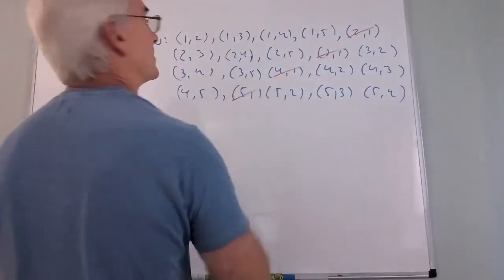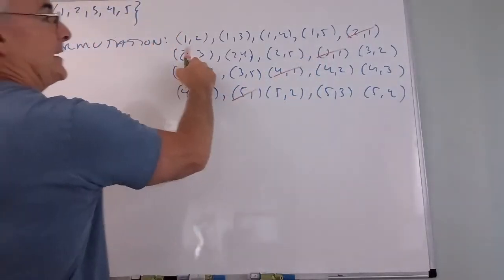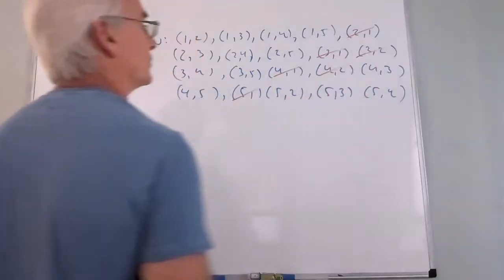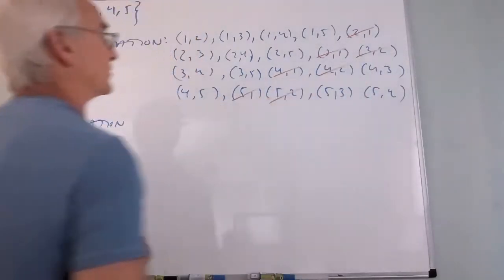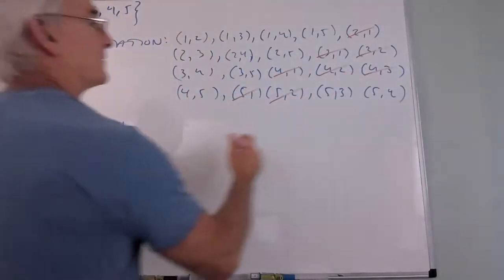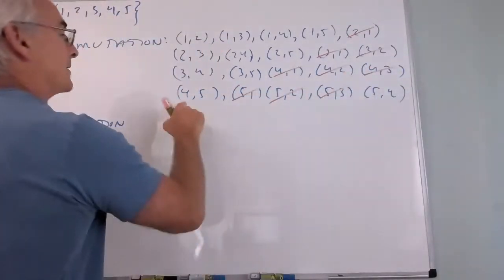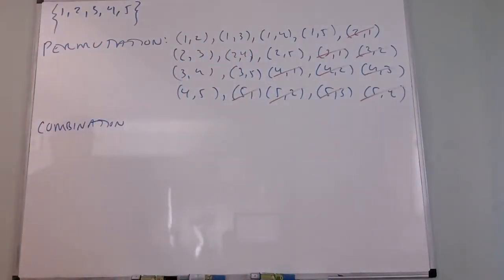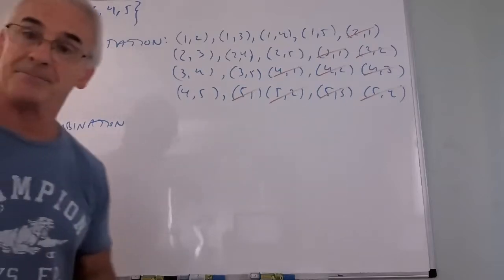1, 5 is the same as 5, 1. 2, 3 is the same as 3, 2. 2, 4 is the same as 4, 2. 2, 5 is the same as 5, 2. 3, 4 is the same as 4, 3. 3, 5 is the same as 5, 3. And 4, 5 is the same as 5, 4. So if I said, let's do a combination of these numbers, we realize now we're down to 10.